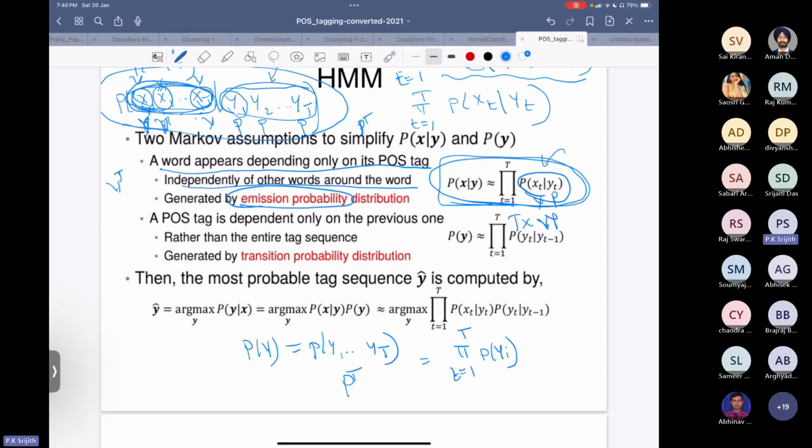So instead of considering independence across yi's, you assume that there is a dependence. So y2, the second label, will depend upon the first label y1. y3, the third label, will depend upon the second label y2, and like that. So you can write p of y1 to yT as a product over t equal to 1 to T of p of yt given yt minus 1.